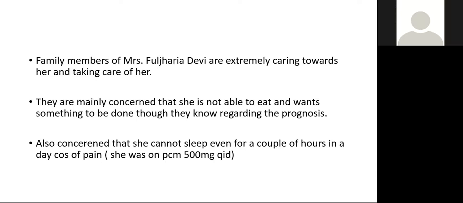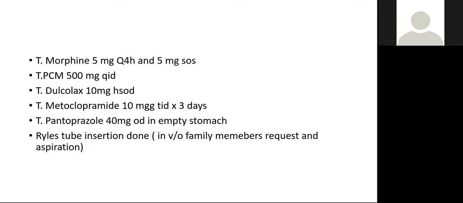So then we talked with the family members, and in view of the severity of pain, we started her on morphine 5 milligram 6 times in a day and 5 mg SOS. We continued with the paracetamol. We gave her antiemetics and Dulcolax to take care of the constipation, pantoprazole, and Ryle's tube insertion was done in view of the family member's request, and since she was aspirating.